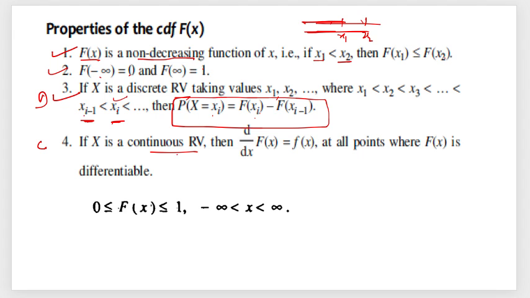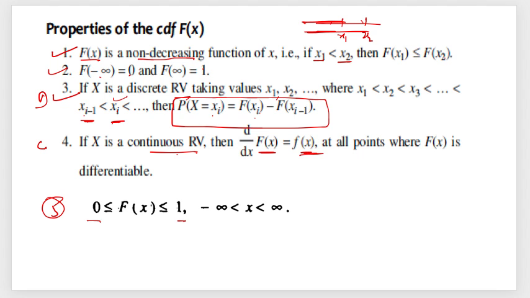If the random variable is continuous, we know that this capital F we are obtaining by integrating the PDF, and if we want to retrieve it back, we can differentiate it because they are inverse processes. So we can get back our PDF function by differentiating this function, provided it is differentiable. And the fifth property says that the range of the cumulative distribution function is always between 0 and 1. It will not go beyond it, right?